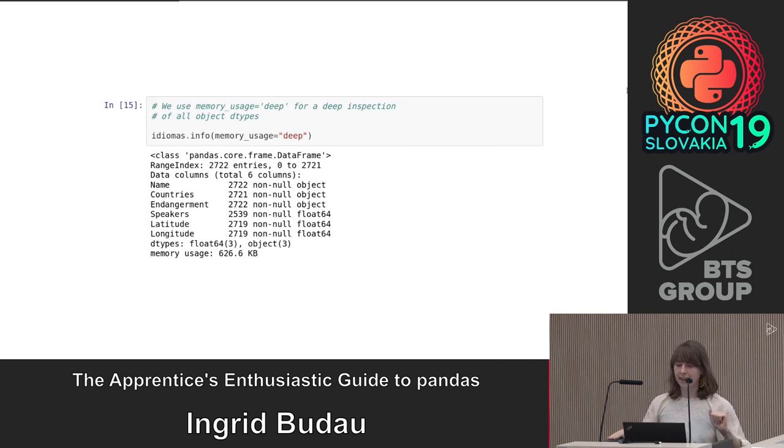If we look again at our dataset with idiomas.info, memory_usage='deep', the memory usage deep parameter makes a deep inspection of all object dtypes. Otherwise, it only guesses what is inside. We see that the memory usage, the last row, is around 600 kilobytes, and we can remember this for later.